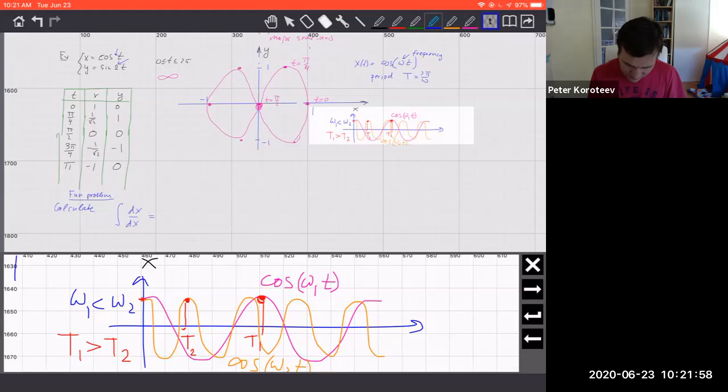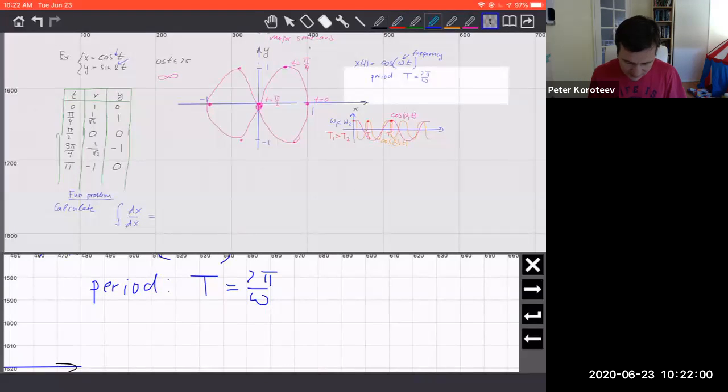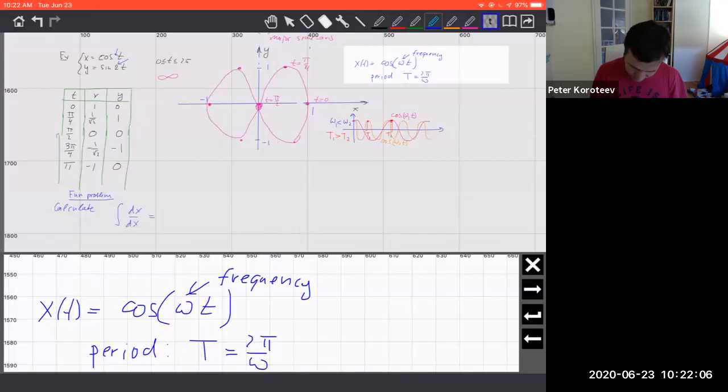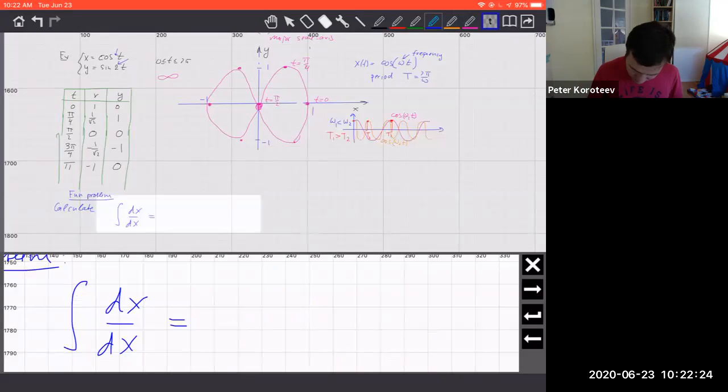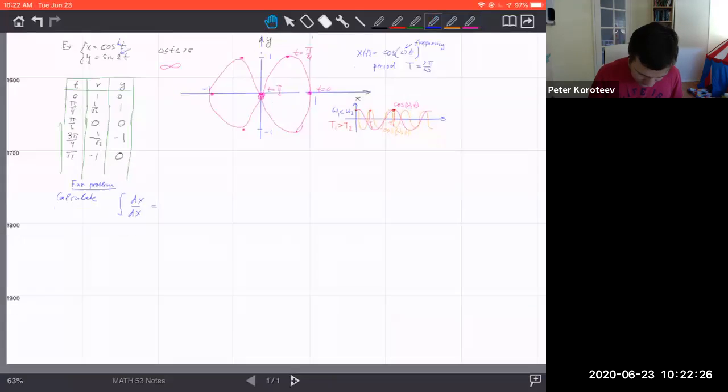So the frequency, which is measured in hertz, is omega divided by 2 pi. There is no 2 pi here. Does that answer your question, Sharon? Good. Okay, let's leave it for later.